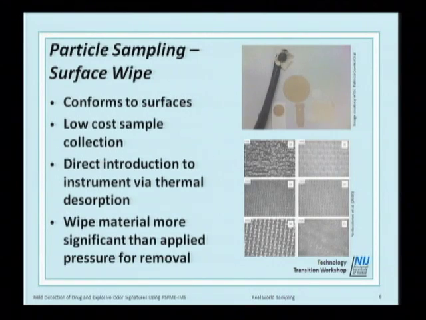So here on the bottom, the picture you see are different types of wipe materials that are available for us to sample surfaces for drugs or explosives. These include texture vinyl, cotton, muslin, Teflon, PTFE. And NIST recently did a study, and they showed that actually the composition of the wipe material itself is more important and contributes more to the amount of particles that you collect rather than the force that you apply itself. So that shows how important it is to select the correct type of wipe material for the sample that you're looking for.